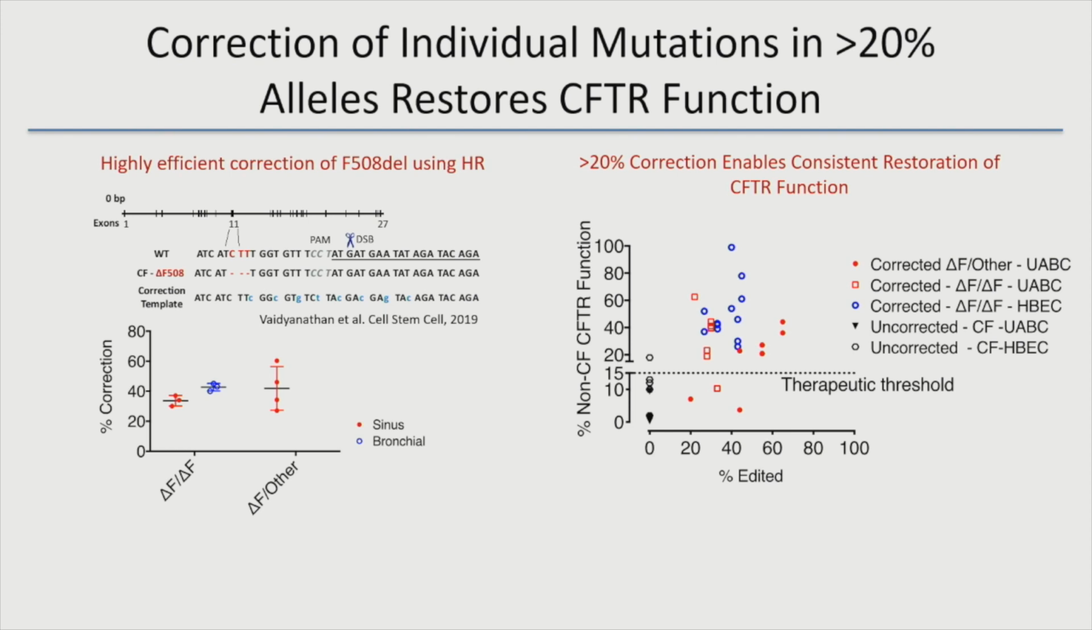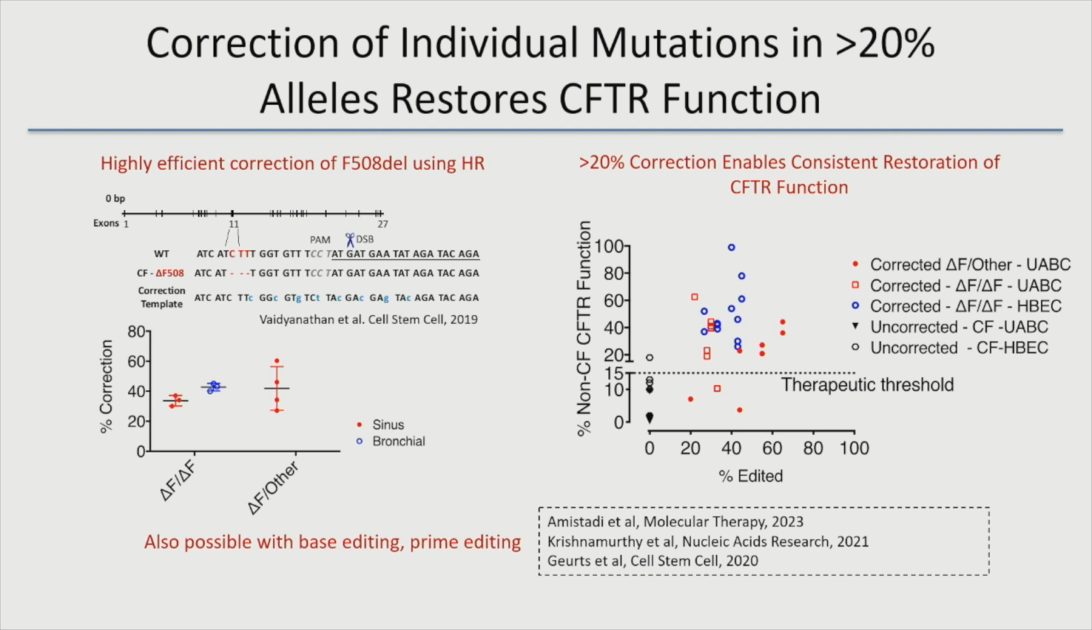So that's sort of our goal when you're trying to correct mutations individually. And subsequently, several papers have come out showing that you can use base editing or prime editing to then reach these levels of gene correction in different cell systems, right? But then the question is, how do you prioritize all of these target variants?